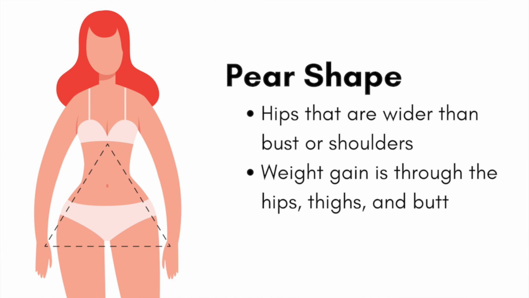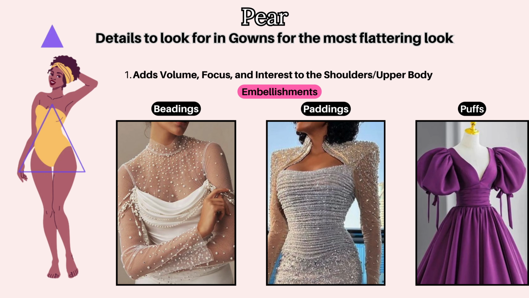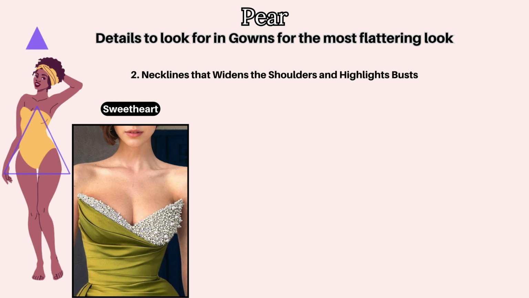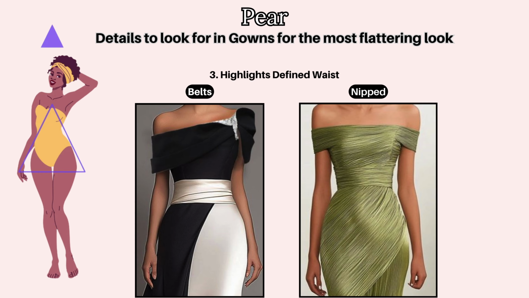For the pear body, when you're choosing gowns, choose styles that have elements that draw attention to the shoulders and the upper body, and also elements that widen the shoulder line and the upper body. So attention-grabbing details on the shoulder line, so embellishments, epaulets, jewels and beadings on the shoulder line, necklines that widen the shoulders and highlight the bust or add volume to the bust. So sweetheart neckline, off the shoulder, bateau neckline, square neckline. They also want to maintain the small waist, so look for styles that highlight the defined waist.